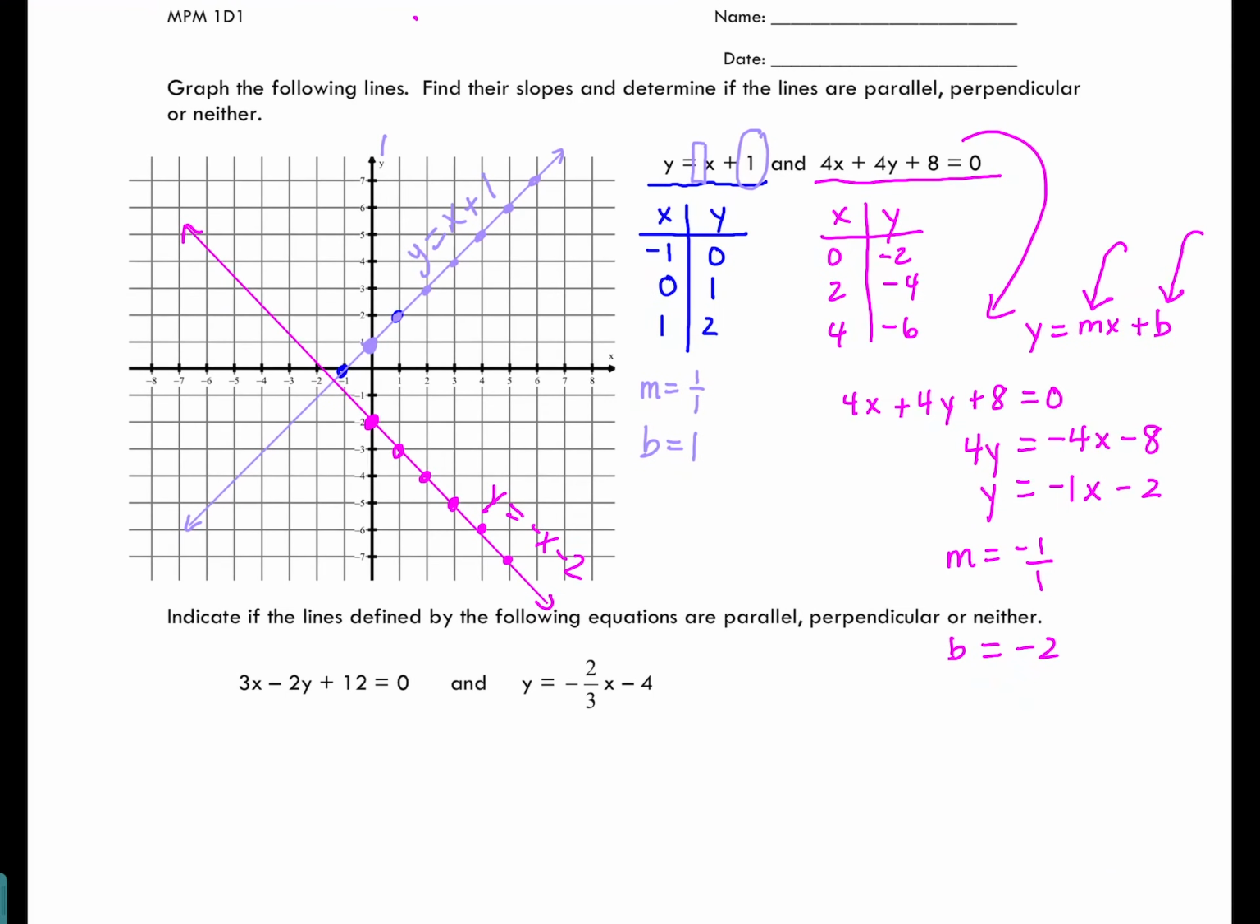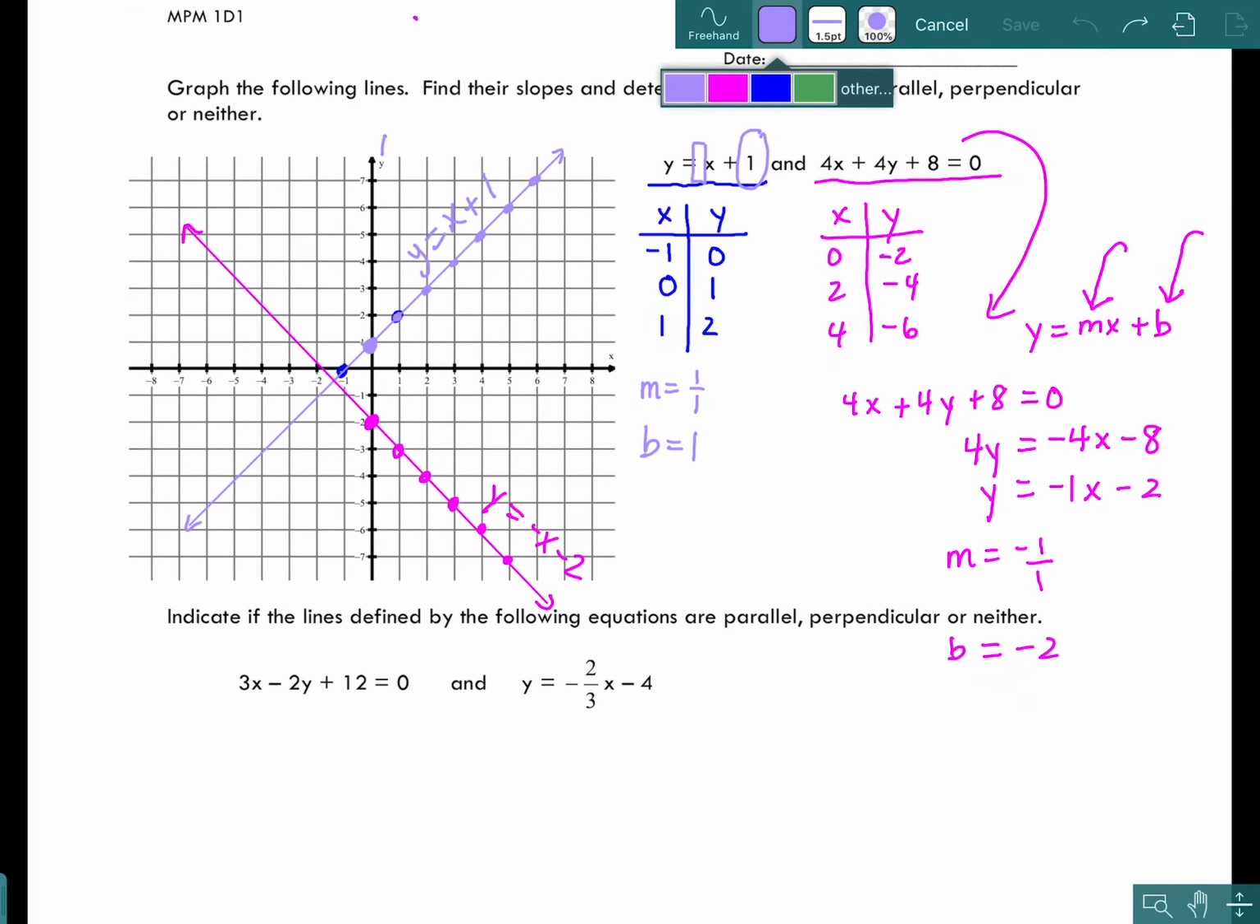So the question asked us to determine if the lines were parallel, perpendicular, or neither. Well, when we look at it, they look like they're perpendicular at 90 degrees to each other, but we actually have to look at the slopes to be certain. So this one has a slope of 1 over 1. This one has a slope of -1 over 1.